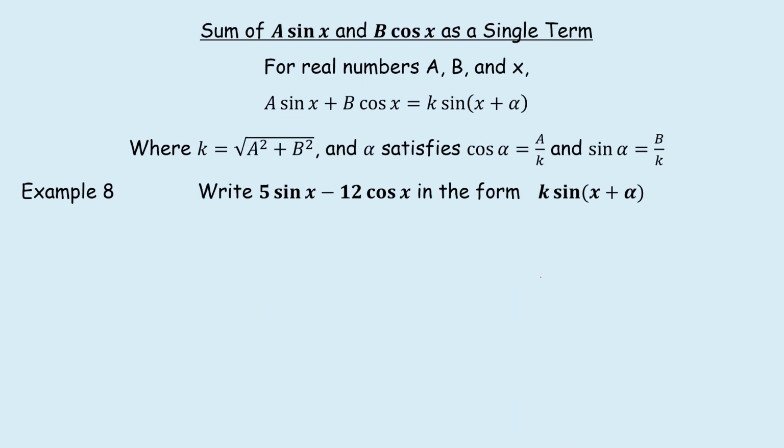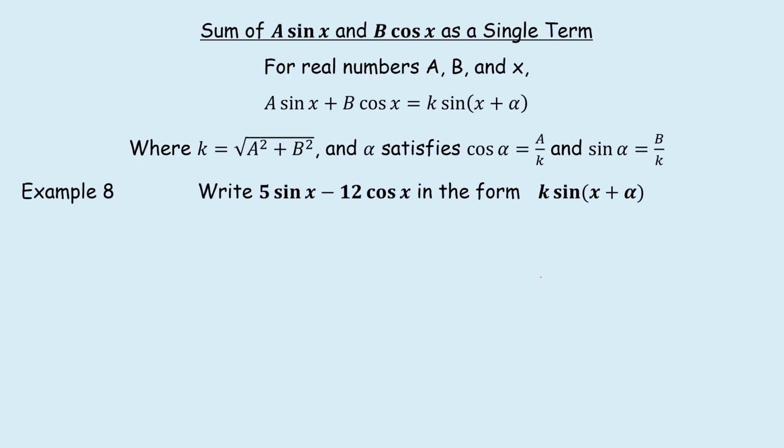Sum of a sine x and b cosine x as a single term. For real numbers a, b, and x, a sine x plus b cosine x is equal to k sine of the quantity x plus alpha, where k is equal to the square root of a squared plus b squared, and alpha satisfies cosine alpha equals a over k, and sine alpha equals b over k.